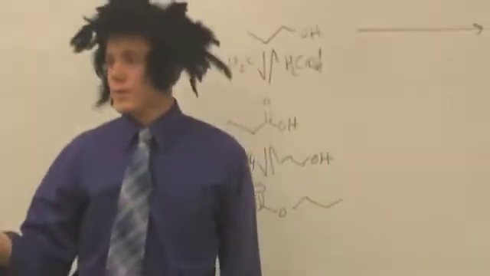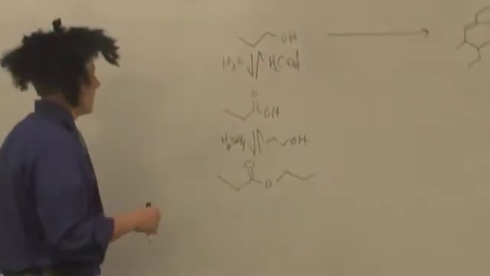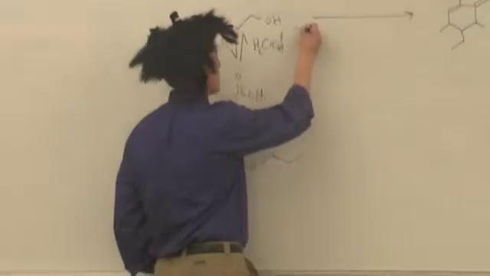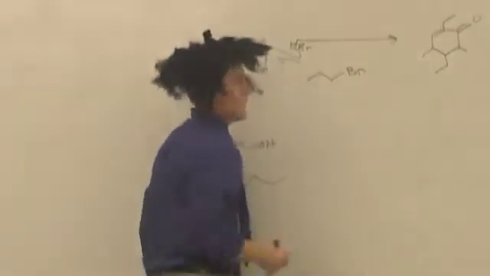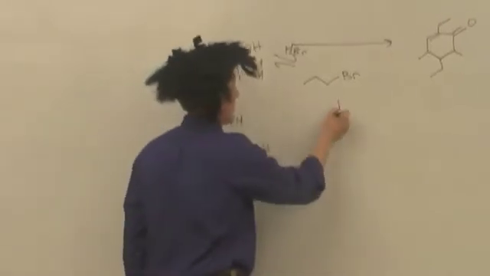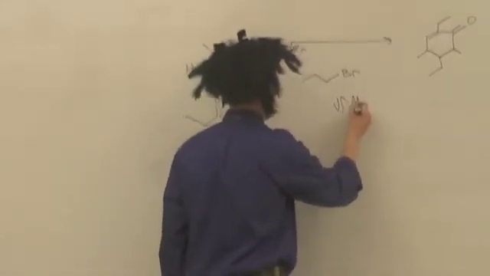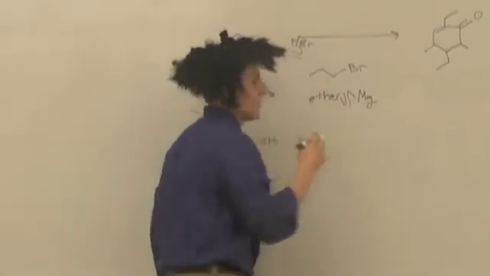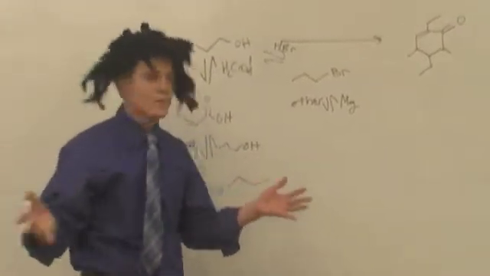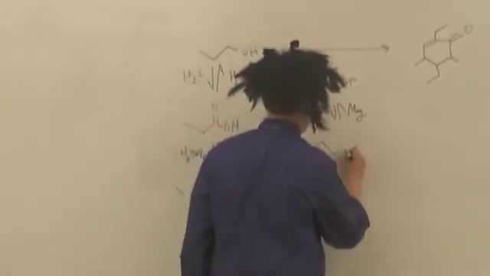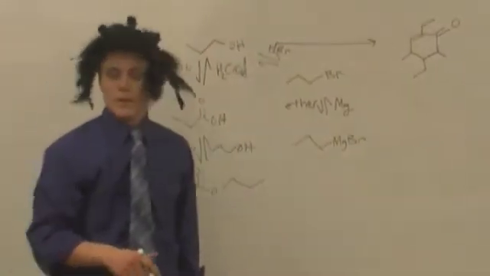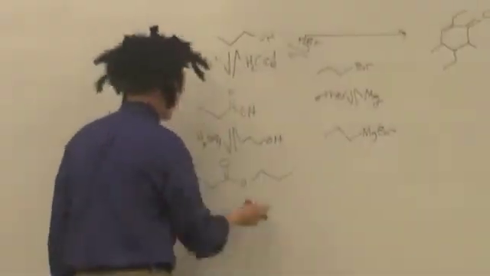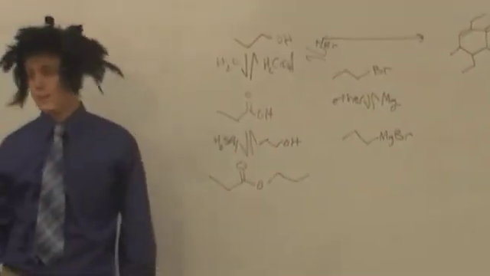Okay? So, after that, what else could we do? Well, maybe if we hit this with some HBr and then put some magnesium, we can make the Grignard reagent. And then we could have that hit this ester. And what do you think is going to happen?